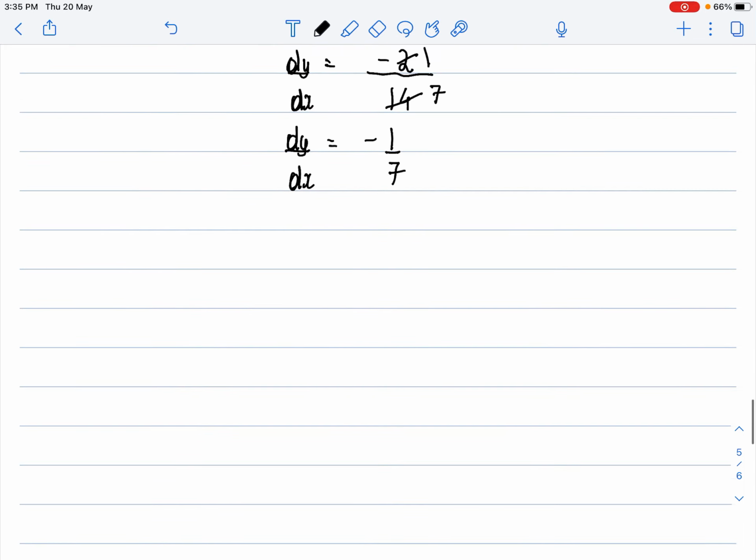Now, you tell me, I need the equation of a normal, correct? The equation of a line is y equals mx plus c, where m is the gradient. I already have my gradient, which is my dy by dx equals minus 1 over 7. So now you tell me, is my m here minus 1 over 7 or no? You can pause the video, think about the question and then say.